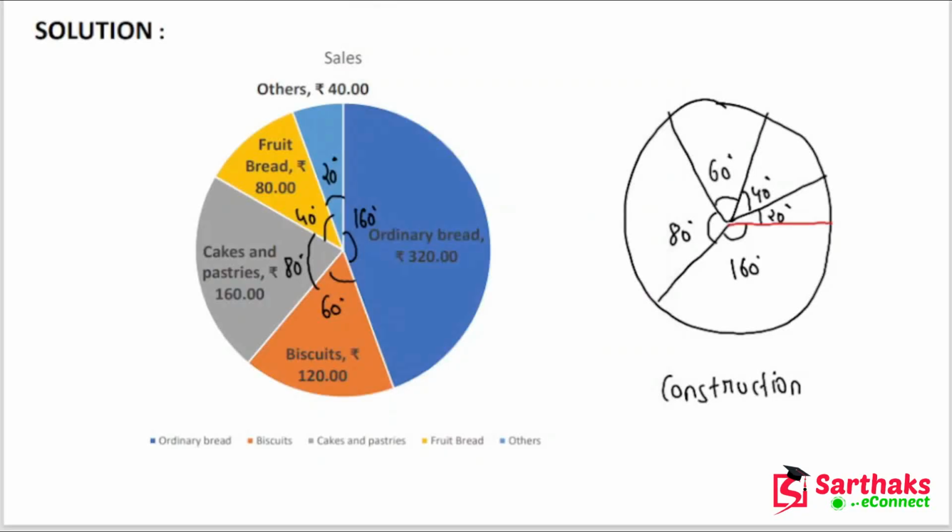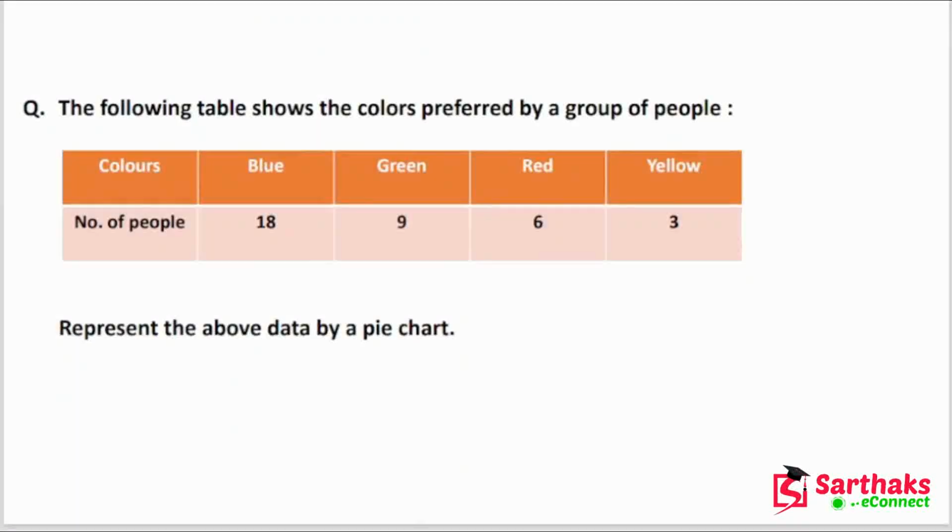Let us take another question and again see the same construction, okay, with different data points. So now the question is very simple. The question says that the following table shows the color preferred by a group of people. Now what are the colors? The colors are blue, green, yellow, red. These are the 4 colors. So obviously there are 4 data points, so 4 sectors would be made. Now the number of people in each sector is 18, 9, 6 and 3. So you can take out the total. So first thing, in this question we have not been given the total.